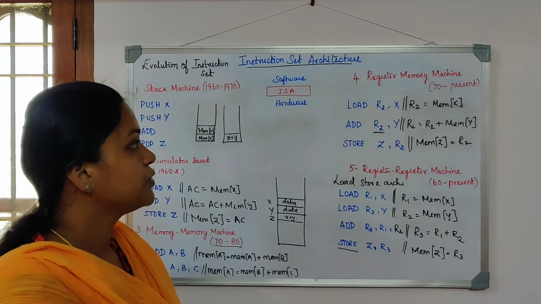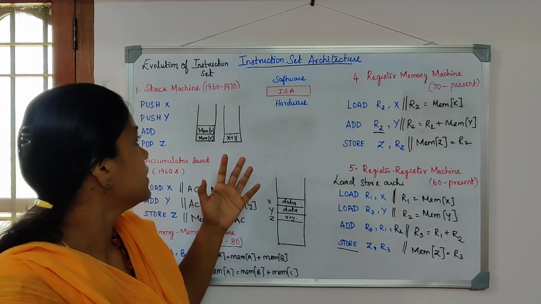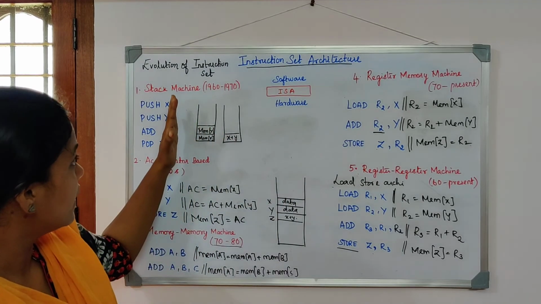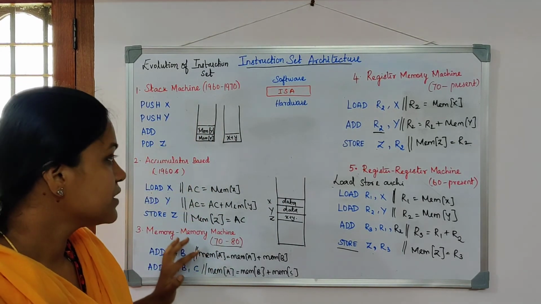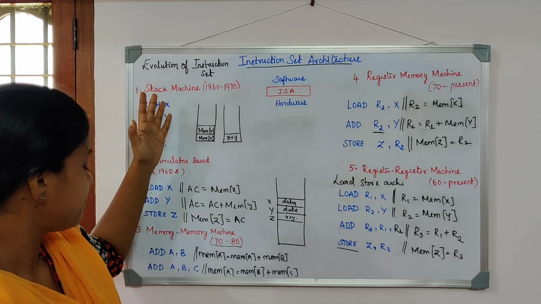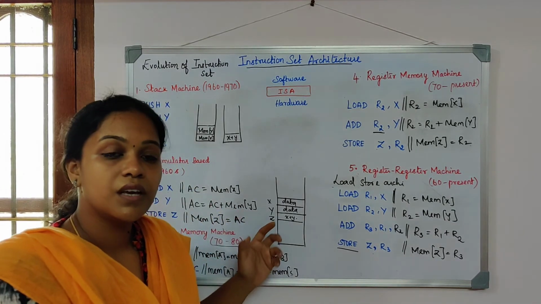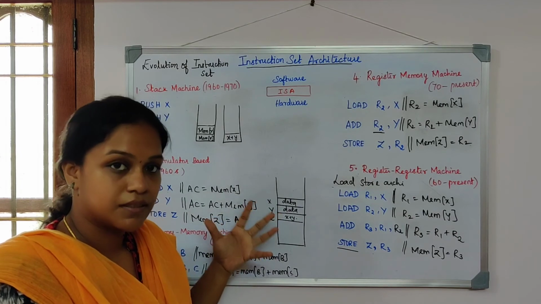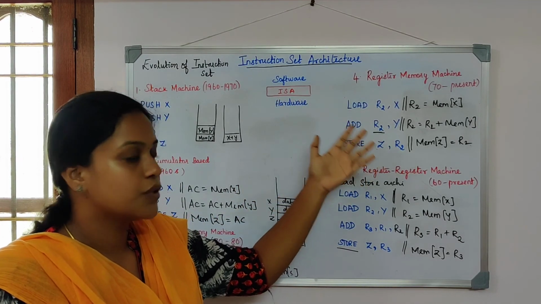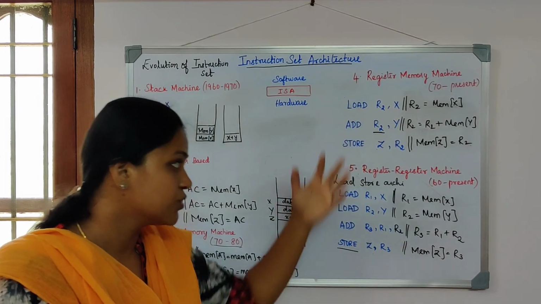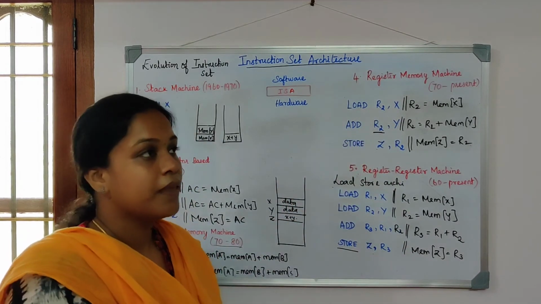If you see this evolution, these are the earlier evolved instruction sets. All these instruction sets use special purpose registers mainly. The currently used instruction sets use general purpose registers mainly.